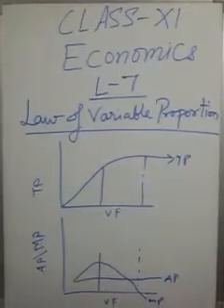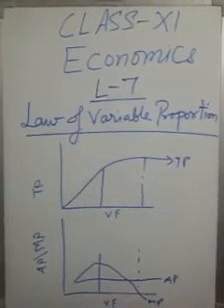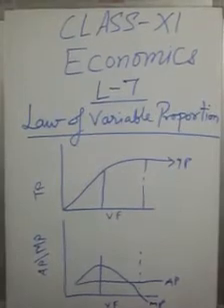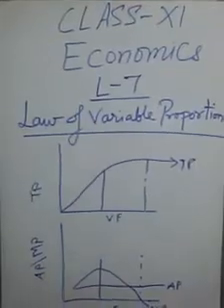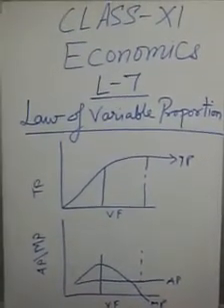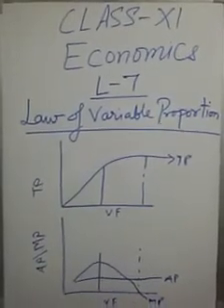When MP is negative, this reveals that TP starts declining. It happens after the end of the second stage. After the second stage, MP keeps diminishing and becomes negative, and TP starts falling.